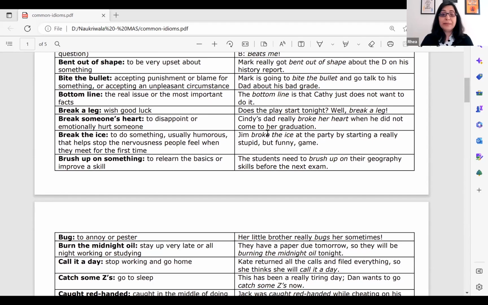Okay. Break a leg means to wish all the best to somebody. Okay. Does the play start tonight? Well, break a leg. So you're asking somebody, does it start tonight? If it does, all the best. And how you're saying it is by saying break a leg.